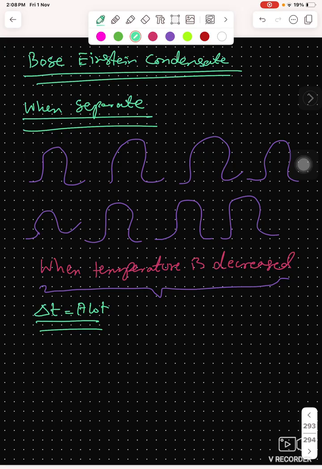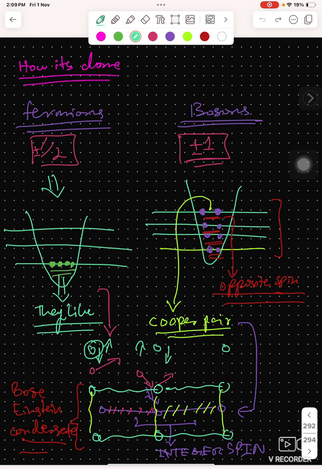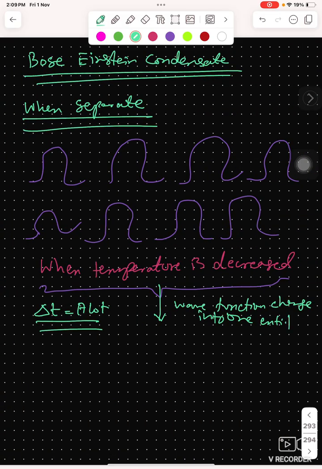Okay, so what happens is that the wave functions change into one entity, and they will turn into something like this. That means what we show is that now at this point they all have one similar property.